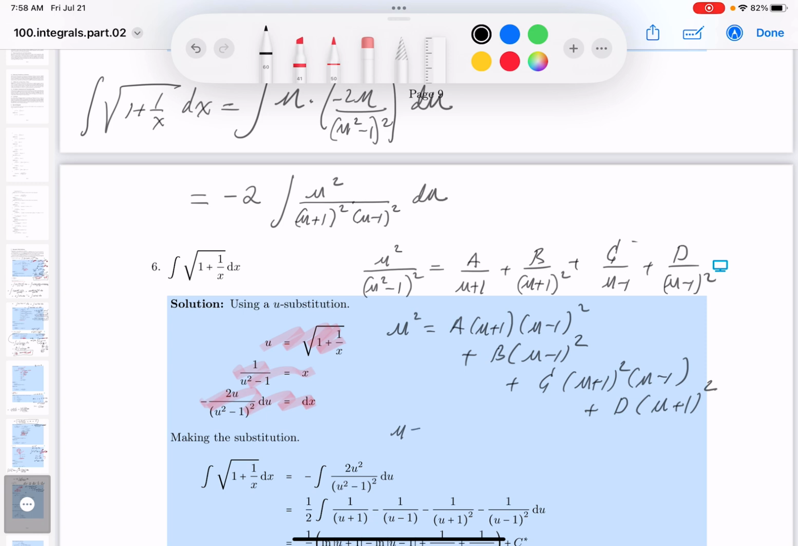So I'm going to select u equals 1, and you get 1 on the left side. That's pretty simple. On the right side, the first 3 terms disappear, and the last term, if u is 1, you get 1 plus 1 is 2, so you're going to get 4D. So D is a quarter. Let me get my eraser out. I'm going to put that down now.